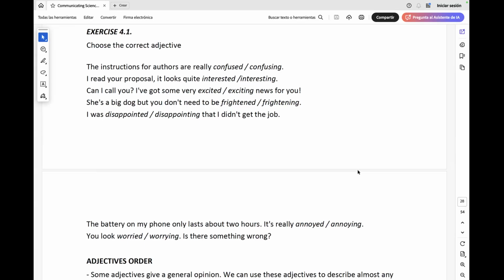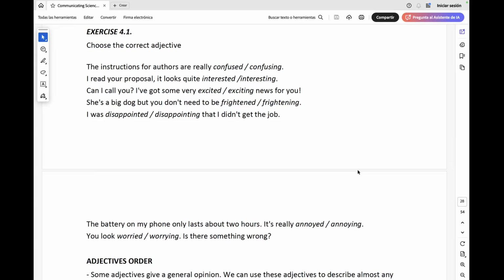Yes, the instructions for authors are really confusing. Confused or confusing? Confusing, because it's the instructions. Okay, right. So it's modifying a thing. It's talking about the cause, right? So instructions for authors are really confusing.